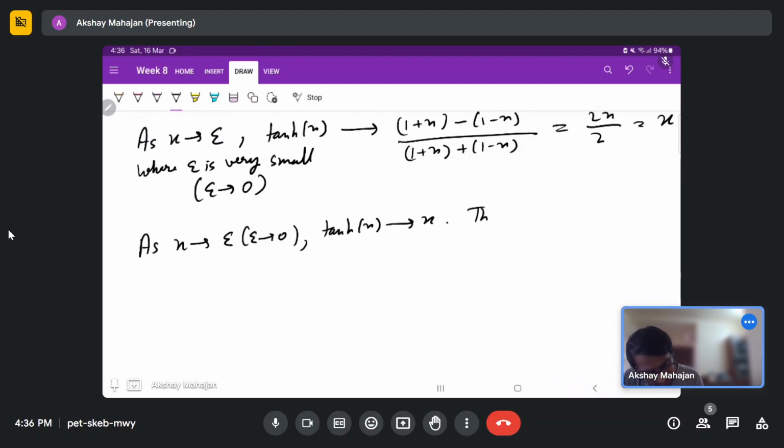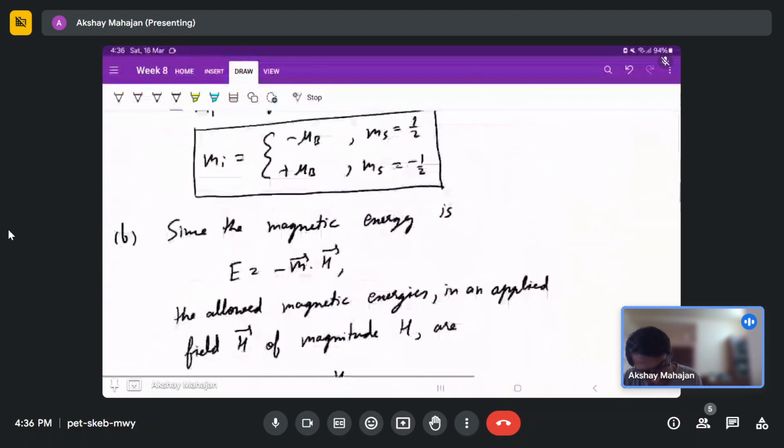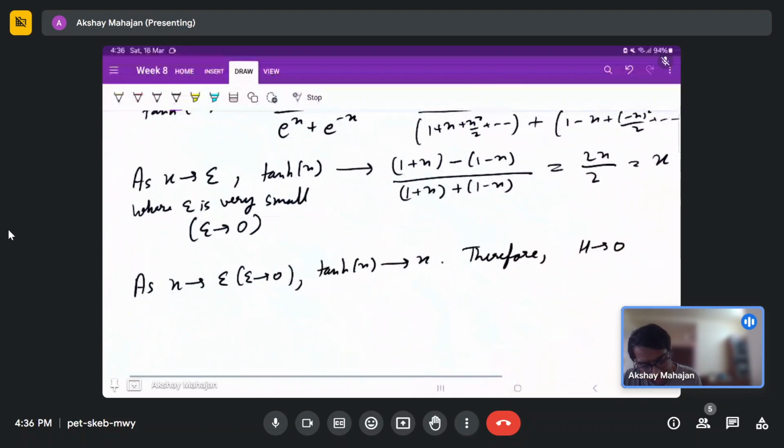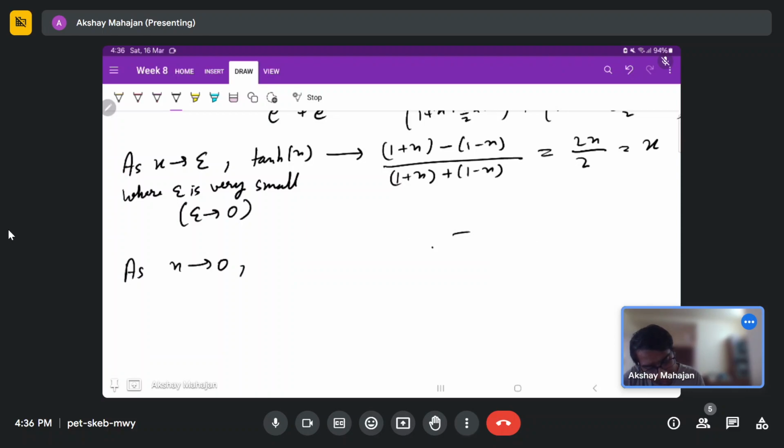So therefore, as h tends towards 0, okay, so does it say h tends towards 0 or v? Yeah, we can say h tends towards epsilon as well, just to not get confused. Sometimes if it is written h tends towards 0, it means that you are tending towards a very small value. So let me just say that as x tends towards 0, this tan hyperbolic x tends towards x.